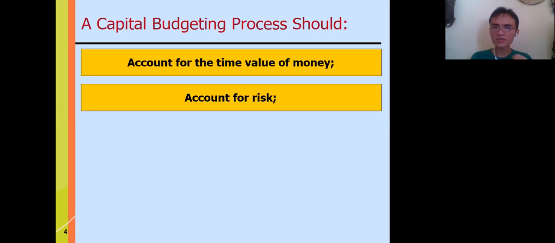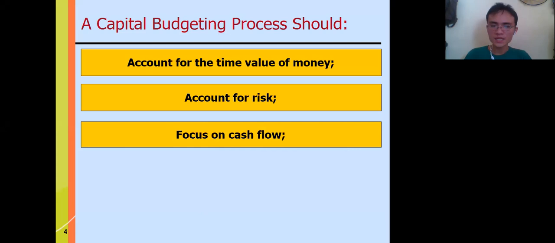And risk is going to be a component in computing our discount rate. So in problems, I repeat, risk shall be included in the discount rates. But in our problems, the discount rates are given anyway. But in real life, we also have to account for the risk.